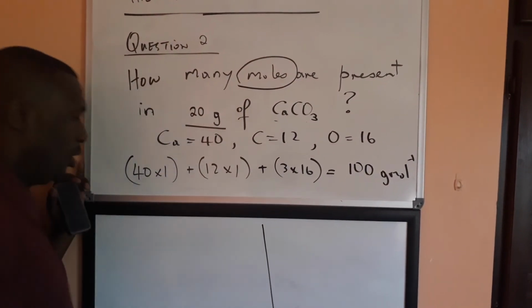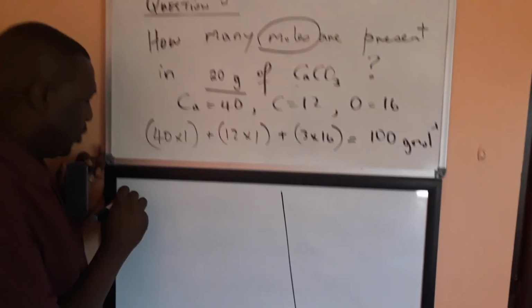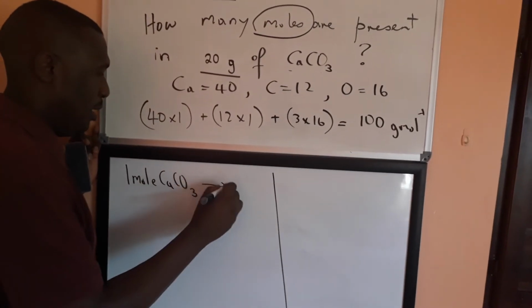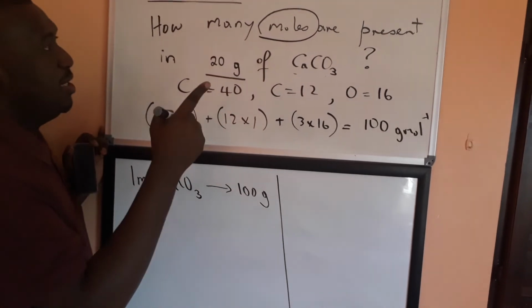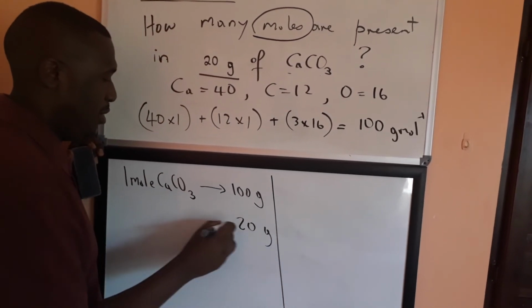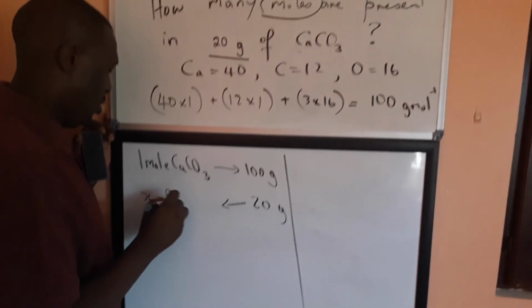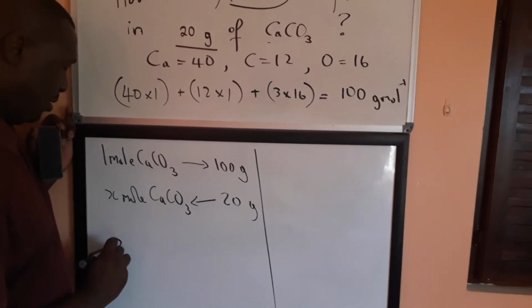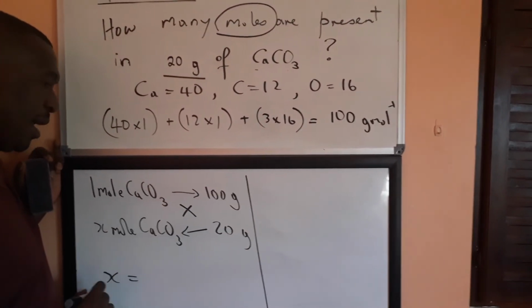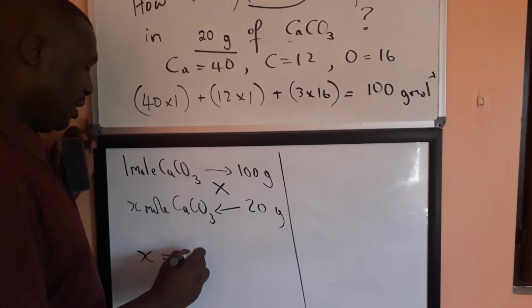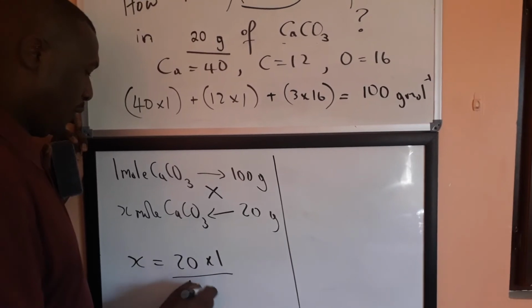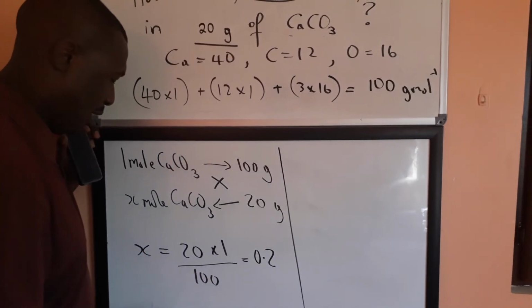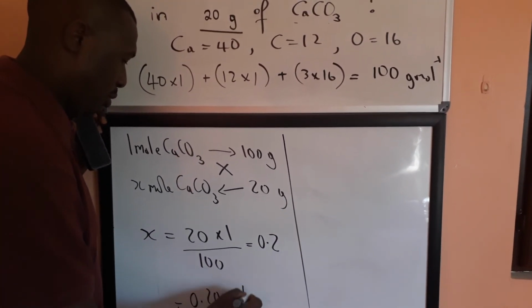Now, if I just cut the board in two there, I'm going to say, okay, so 1 mole of calcium carbonate is 100 grams. And the question says, if I have 20 grams, then how many moles would I have? And the question we can work out easily by making x the subject. So x will be equal to 20 times 1 over 100, which is 0.2. So our answer is 0.20 mole.